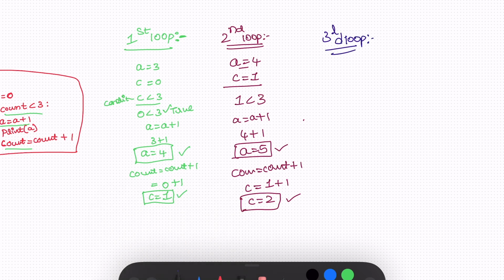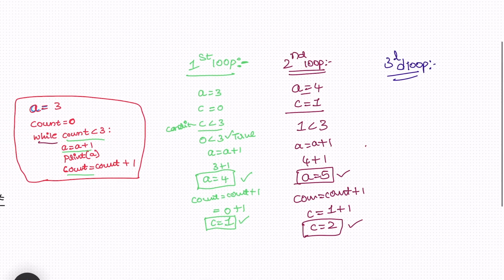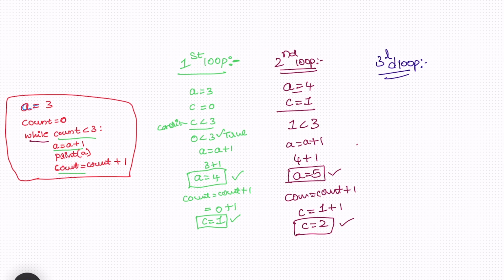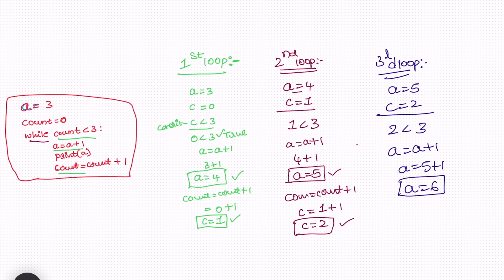Third loop. So in third loop, what are the values you got in second loop? A is equal to 5 and C is equal to 2. So now let us check again. 2 is less than 3. The condition is true again. So A is equal to A plus 1, A is equal to 5 plus 1 and A is equal to 6. This is the updated value of A.